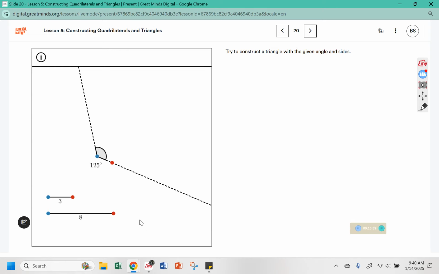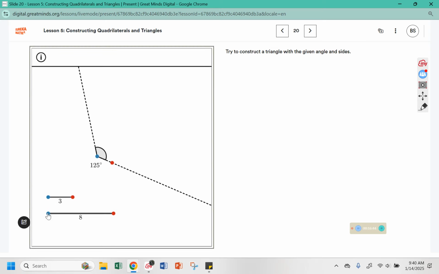Try to construct a triangle with the given angle and sides. Okay, so there's already a side here. Let's place this side along this part of the angle and see if we can connect them. Well, that doesn't work here. I won't be able to connect it to this red dot. What if instead I started with this one along this angle and tried to connect them here? Well, that doesn't fit either. I won't ever be able to make those red dots touch.